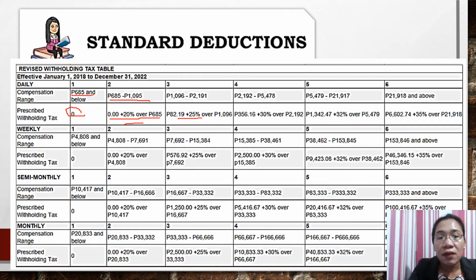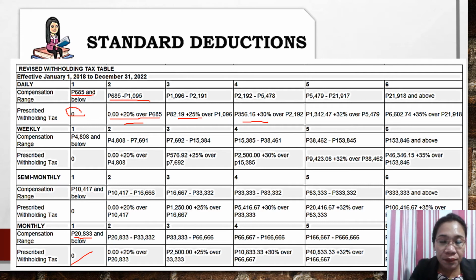So, pag lalaki na yung sahod mo, syempre lalaki din yung tax mo. Ganun yun. So, halimbawa, monthly. Dito tayo sa monthly. Pag yung sahod mo ay nasa 20,833 and below, walang tax. Exempted ka sa tax kasi nasa minimum ka lang sa monthly.